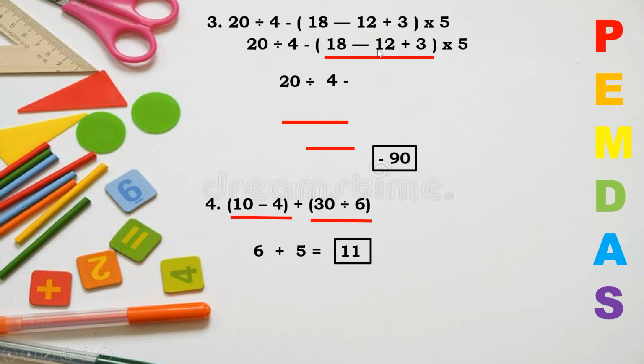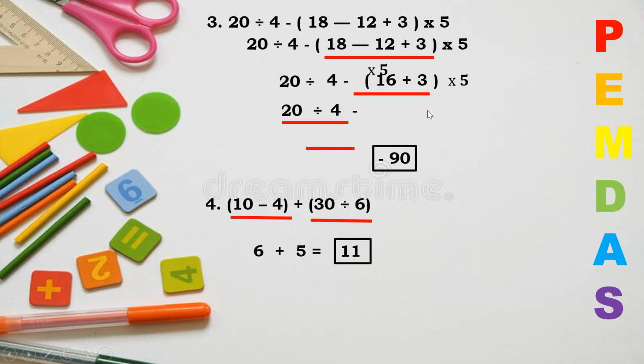So 18 minus 12 is 6, right? Plus 3 times 5. So pwede nyo nang diretsuhin or pwede nyo gawin pang ganito. So ako ginawa ko nito para step by step. So, 18 minus 12 is 6 plus 3 times 5. Next, may parenthesis pa rin. So ibaba ulit si 20 divided by 4 minus 16 plus 3.